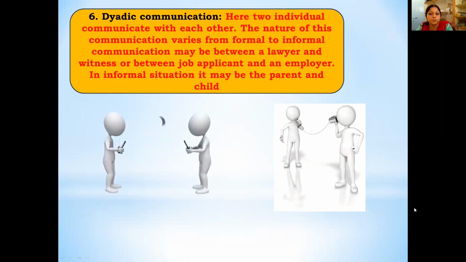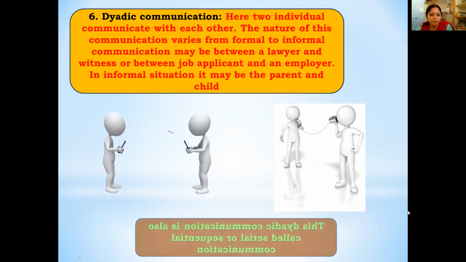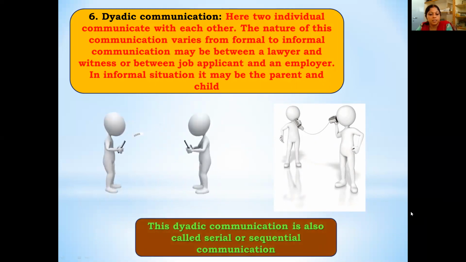Whereas in an informal situation, it may take place between a parent and a child, or mother and daughter, father and daughter, or among sisters, or a brother and a sister. That is what you are communicating among yourselves. It involves only two people in the communication process. This communication is also called serial or sequential communication. Why is it called serial and sequential? Because we go on talking. When you have two best friends, every day they will talk. Each and every matter they will discuss and communicate with each other.